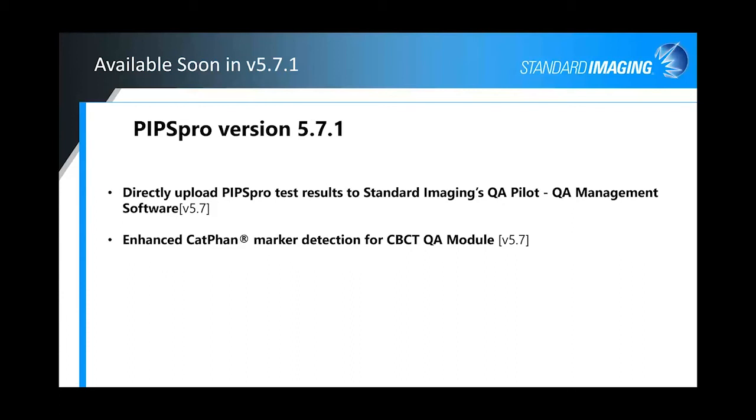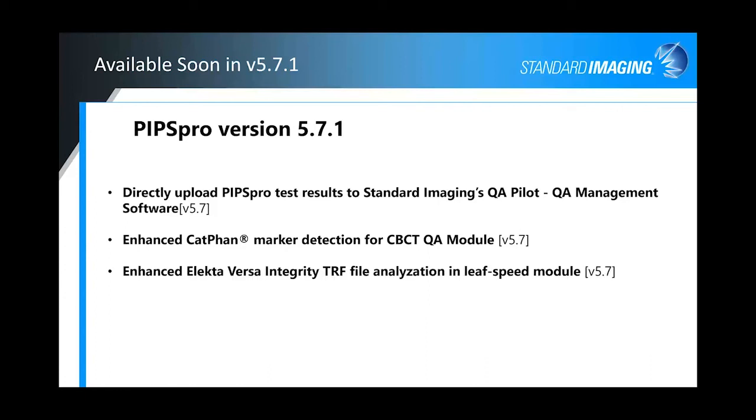It used to be where the Phantom had to be positioned very, very specifically. Now it's got a little more leeway to be able to find that key slice and give you those test results. And then we also have enhanced some Elekta Versa integrity, the TRF file analyzation in the leaf speed module. We've kind of fixed that a little bit, made it a little more complete as well.